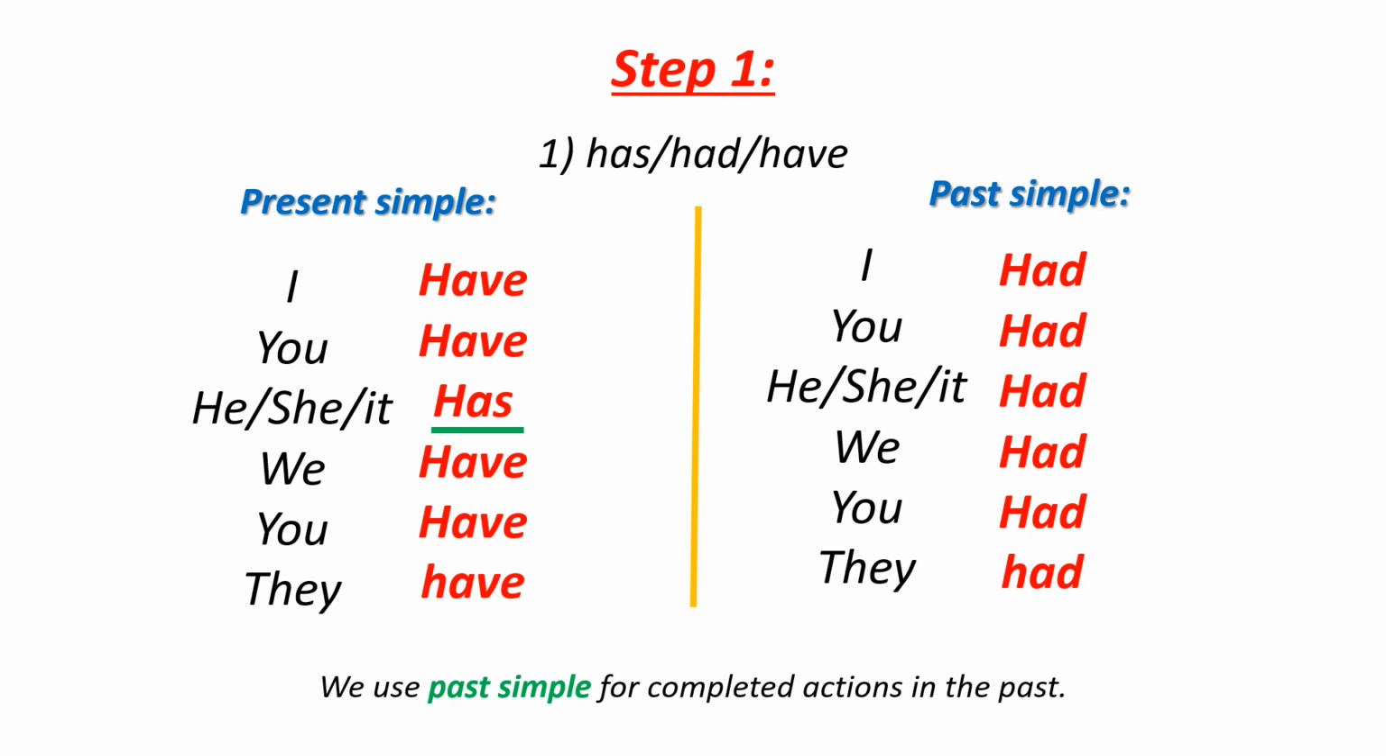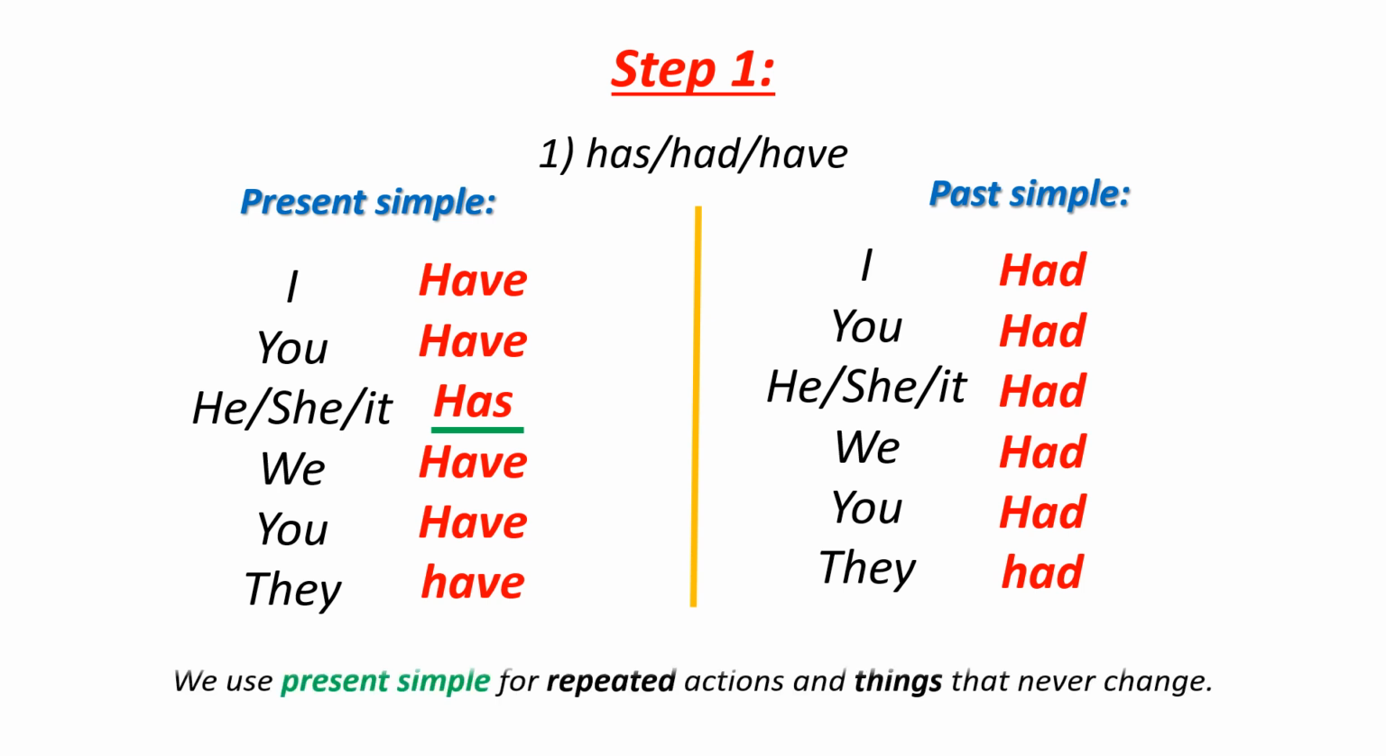Just as information, we use the past simple for completed actions in the past. There is an action in the past and it's finished in the past. And we use the present simple for repeated actions and things that never change, like facts or routines, etc.